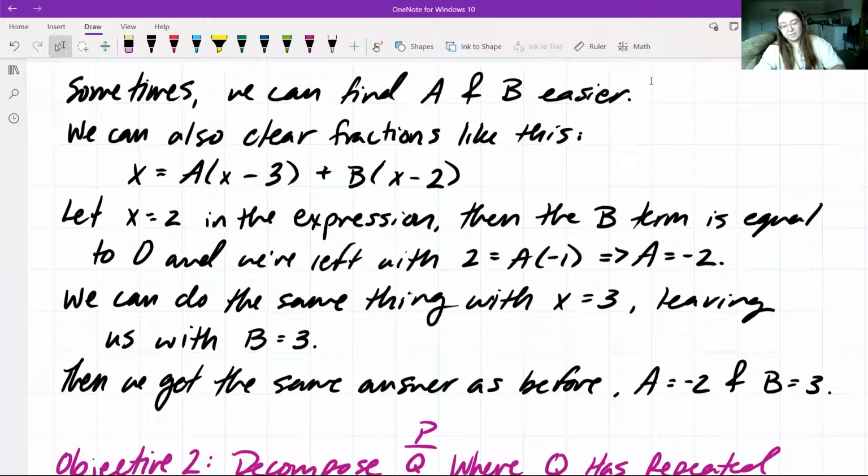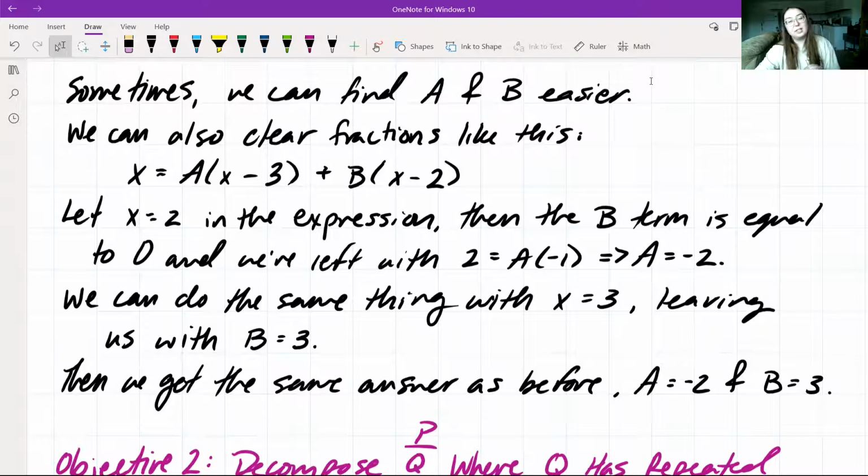So, all right. Sometimes we can actually find A and B easier. We can also clear fractions like this. So if we have x is equal to what we had before, which was a times x minus 3 plus b times x minus 2, when we let x equal 2 in the expression, we see that the b term is equal to 0, and all that we're left with in this case is 2 is equal to a times negative 1, which then gives us a is equal to negative 2.